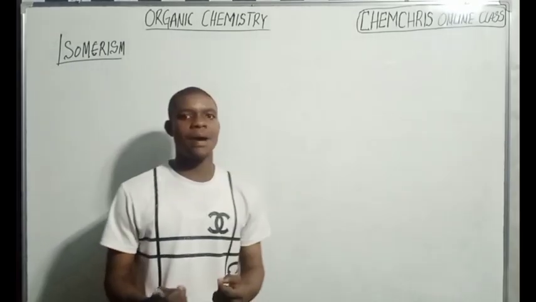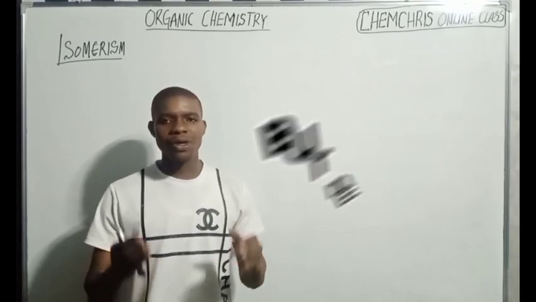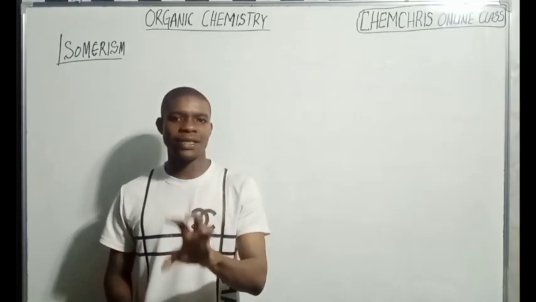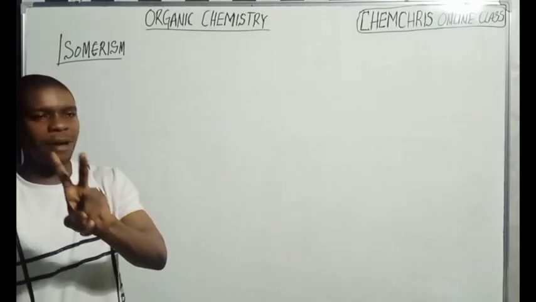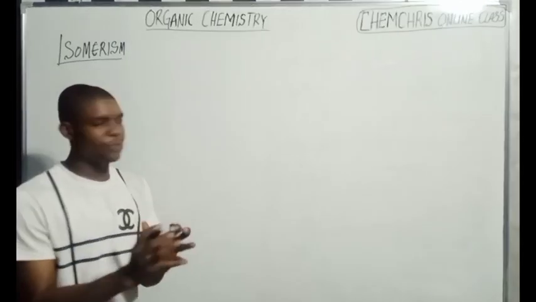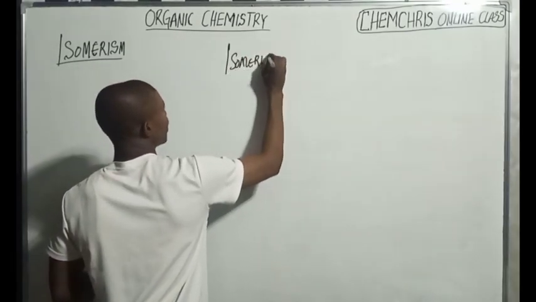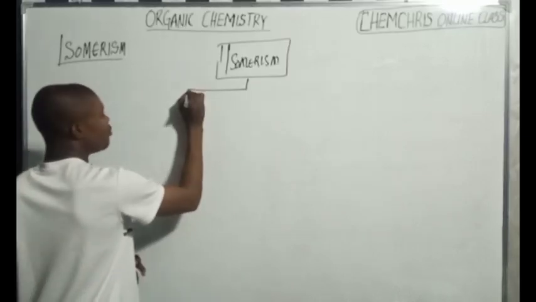Isomerism is a phenomenon whereby two or more compounds have the same molecular formula but different structural formula. Now you understand that definition as we move on. So isomerism can be divided into two main parts. So I'm going to give you a table. So when we talk about isomerism, we can divide it into two main types.